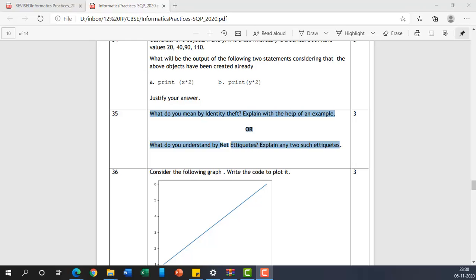Hi everyone, welcome you all. So previously we were solving a sample question paper, and we were at question number 35. So let us do it without wasting time.